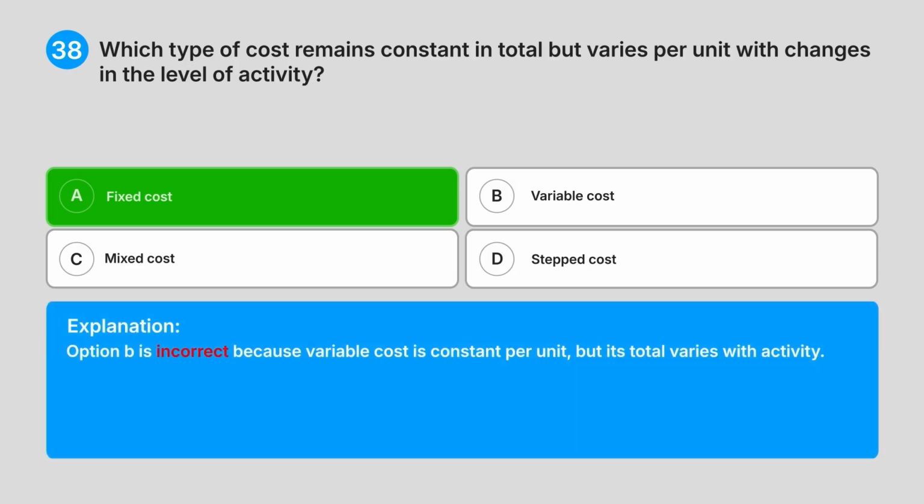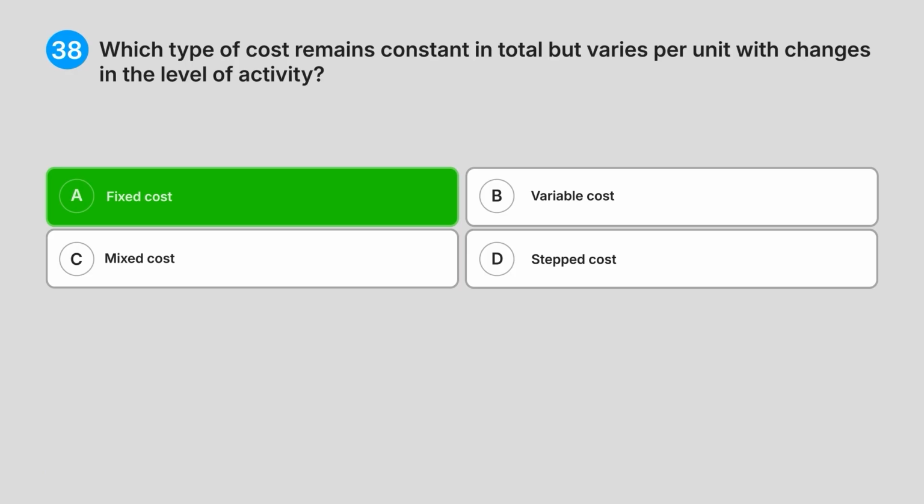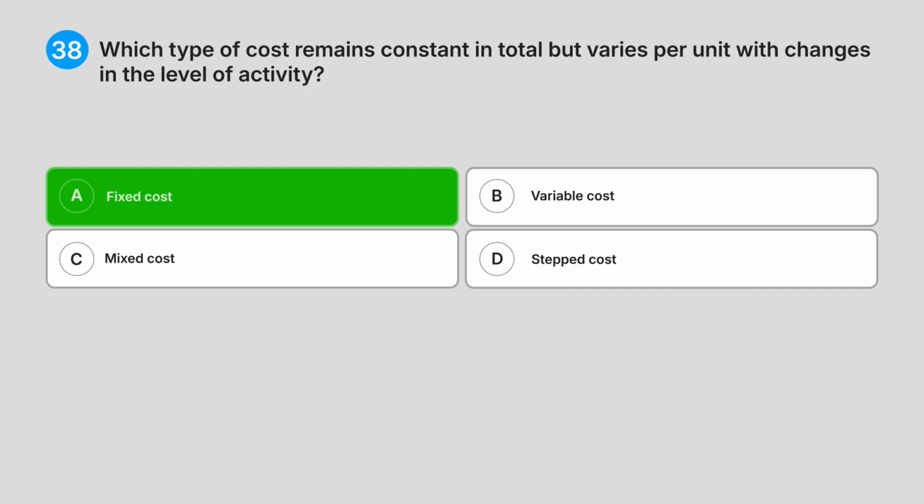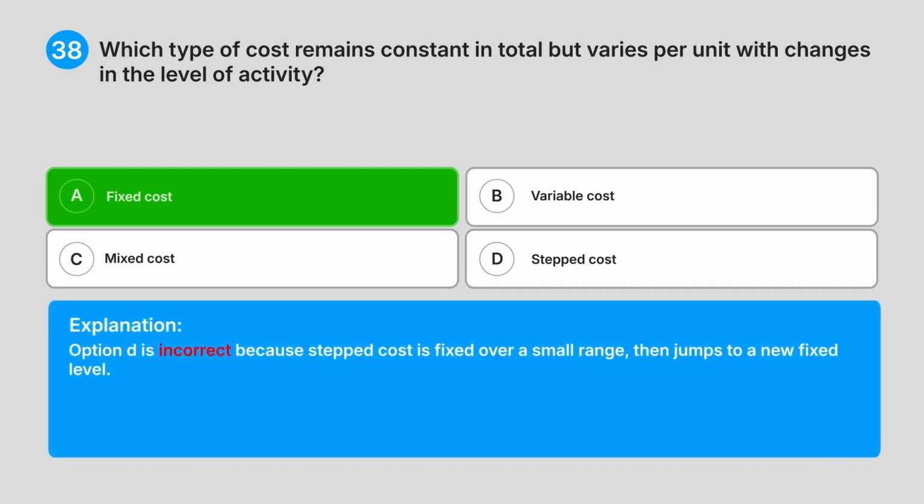Option B is incorrect because variable cost is constant per unit, but its total varies with activity. Option C is incorrect because mixed cost has both fixed and variable parts. Option D is incorrect because stepped cost is fixed over a small range, then jumps to a new fixed level.